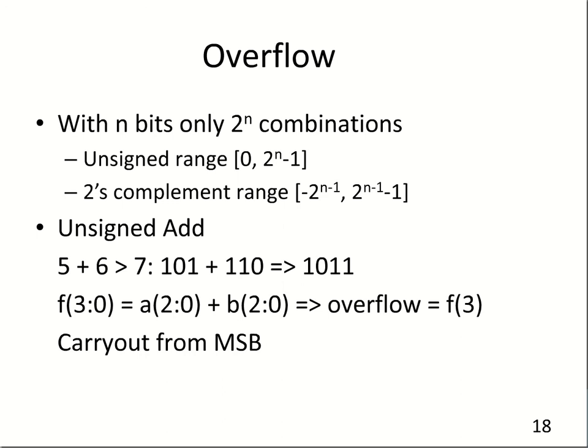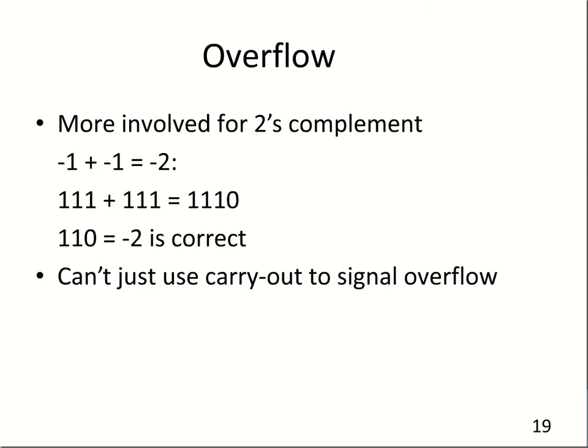In the case of unsigned arithmetic, it's very easy. If we detect that a carry has occurred out of the most significant bit, into the bit that's 1 bit to the left of the most significant bit, then we detect that an overflow condition has occurred. For 2's complement, it's a little bit more complicated because we can't simply look at the carry out from the most significant bit position, because specifically when we're dealing with addition of 2 negative numbers, we actually have that carry occur, but we can simply ignore it in that scenario because the answer is actually correct. 110 in this case is minus 2. That is the correct answer.